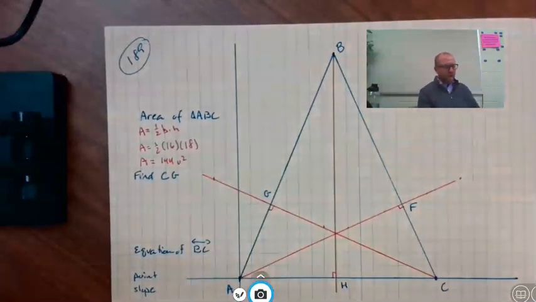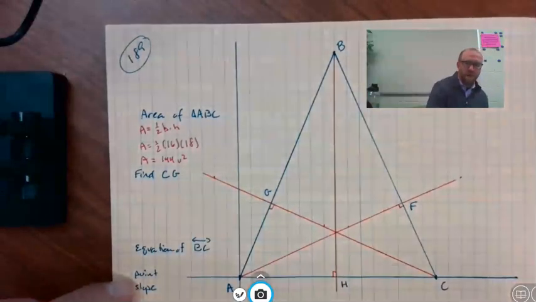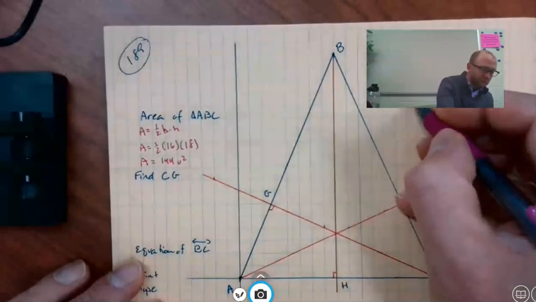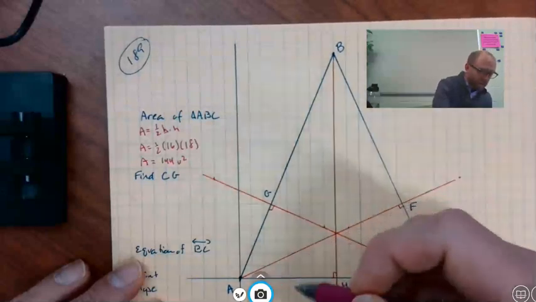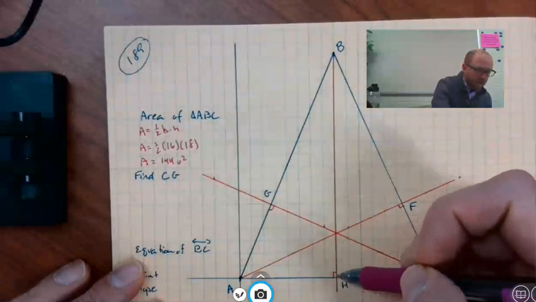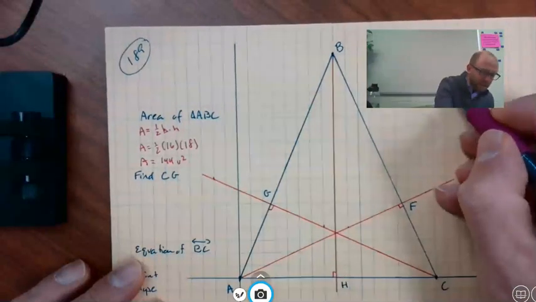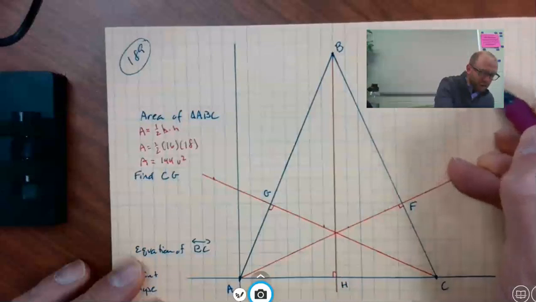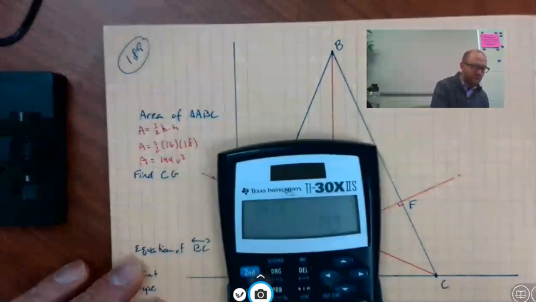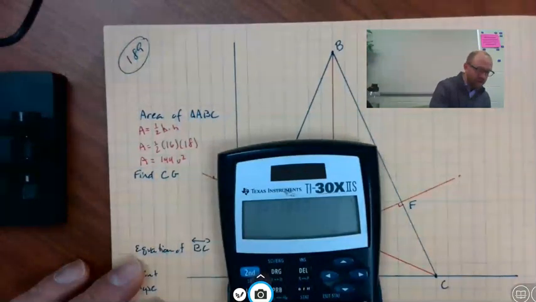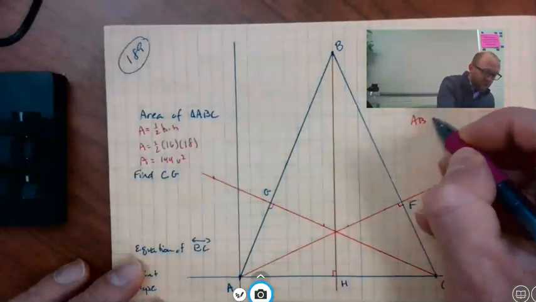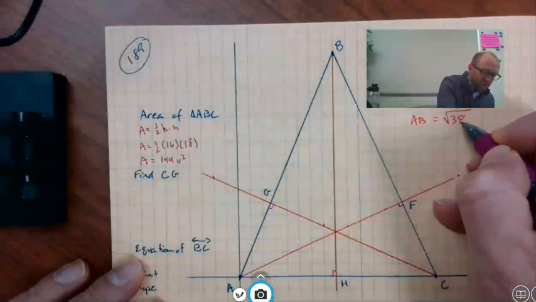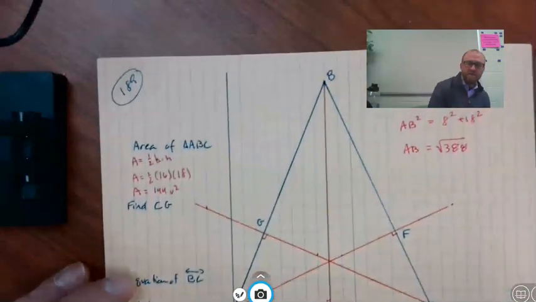We do need to find the length of AB. So I'm going to use the Pythagorean theorem on that. AB squared equals, and this is over 8 and up 18. So 8 squared plus 18 squared. So 8 squared plus 18 squared is 388. So AB equals the square root of 388.